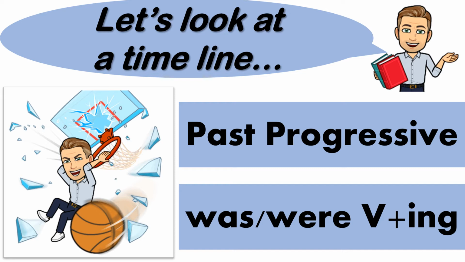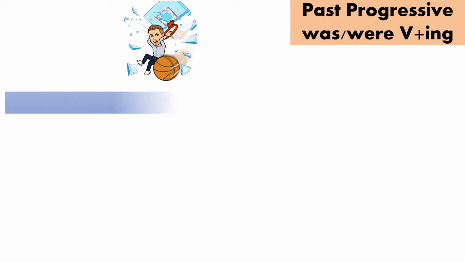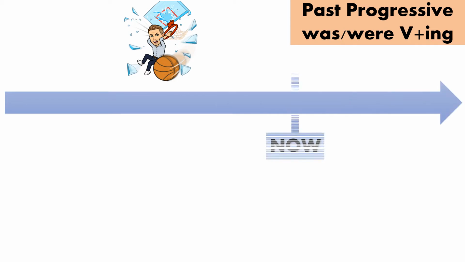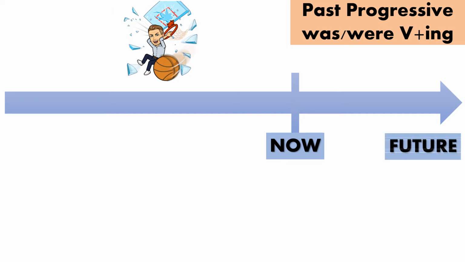Now let's look at the past progressive on a timeline. So here is our timeline. This would be now, like I am talking to you now. Then we have the future, like I'm going to talk to you tomorrow. Or the past, like I talked to you yesterday.